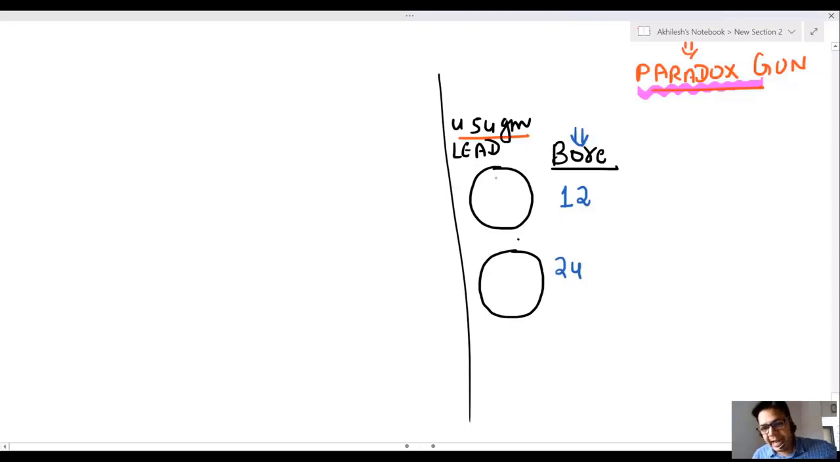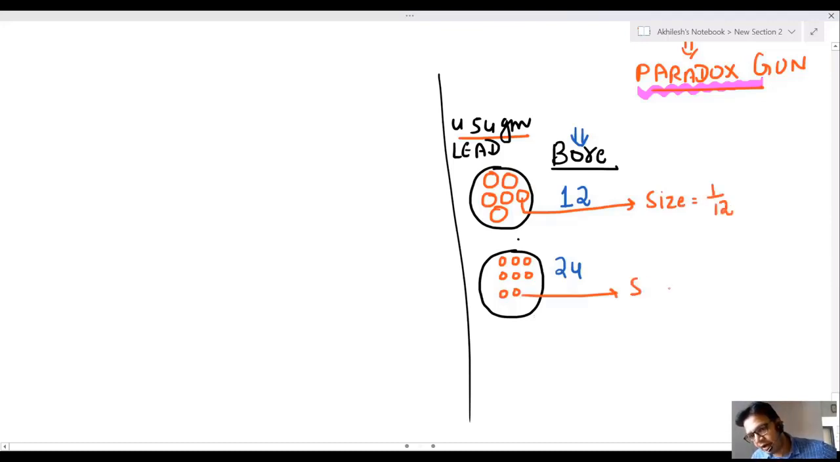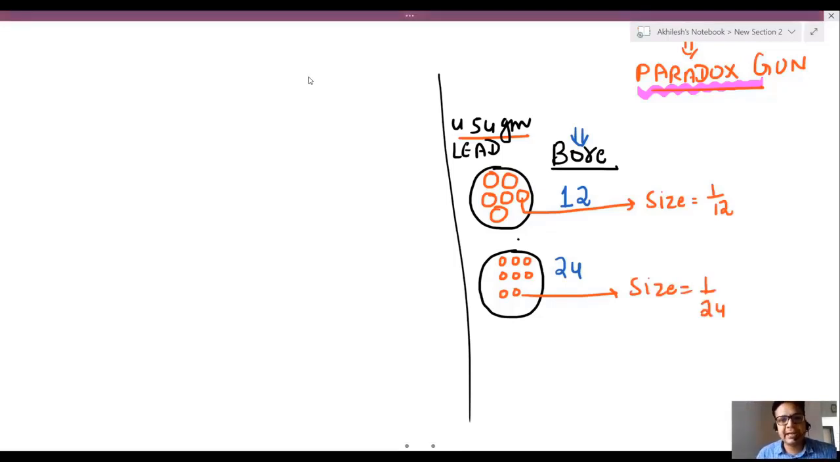I divided this in 12 parts, and I divided this in 24 parts. Doctor, here size of one part will be 1/12, and here size of one part will be 1/24. And this size is pellet size.